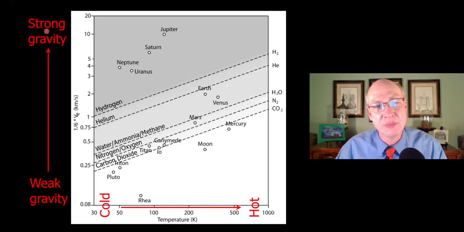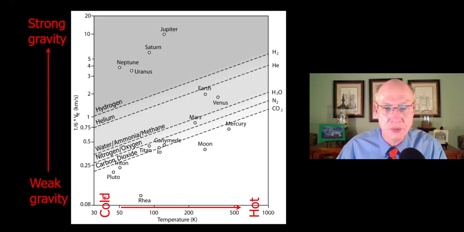So these are the planets with strong gravity. These are the planets with weak gravity. These are the cold planets, and these are the hot planets. Remember, when I say hot, that refers to everything over here on the right-hand side of the graph. When I say cold, it refers to everything over here. When I say weak gravity, it's everything across the bottom, and strong gravity is everything across the top.